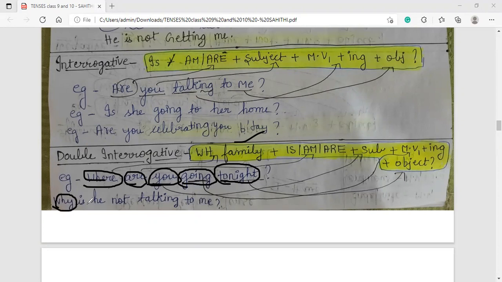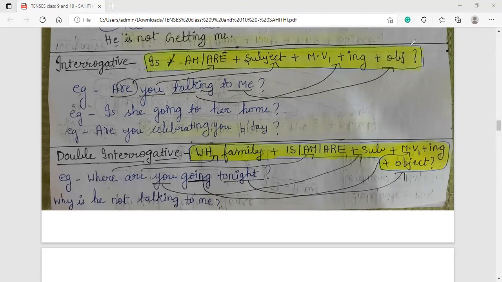Why is the WH family. Is is the helping verb. He is the subject. Not, क्या हो गया हमारी negativity. Actually, this is a negative interrogative sentence. Just remember, it comes as a negative interrogative sentence. Talking is the main form of verb plus ing. To me is the object. Okay, so it's clear now.